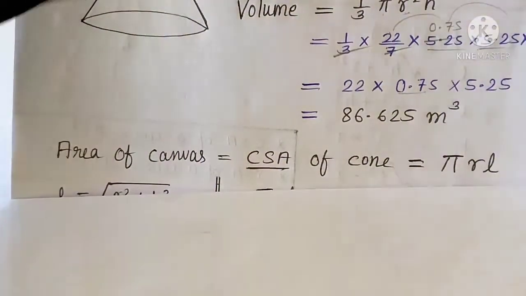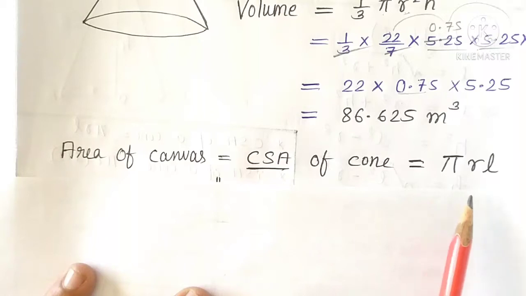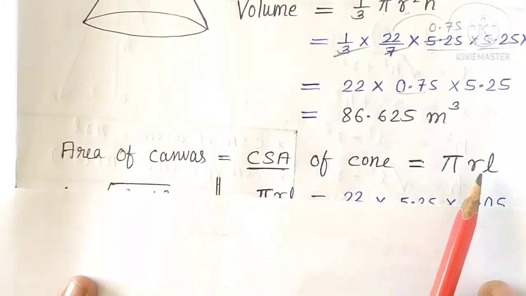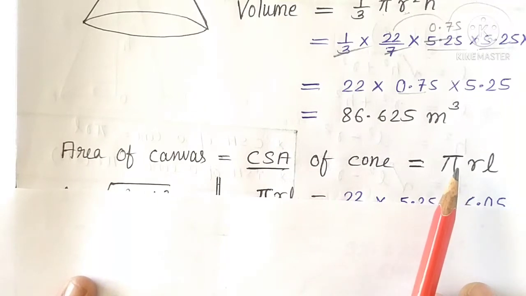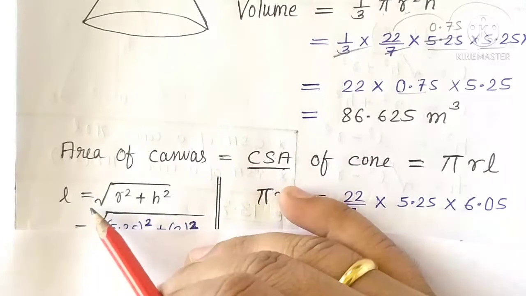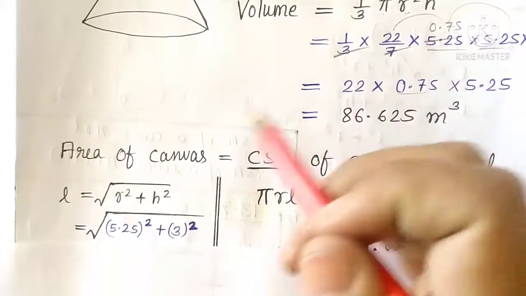what? Pi RL. So it means we have to find the CSA of a cone, that is called area of canvas, pi RL. Now the main thing is whether we are given L or not. L is not given. We have R, we have height, but we don't have slant height. So we have to find slant height by using the formula L equals root of R square plus H square. R is given 5.25. We have to find the square only.